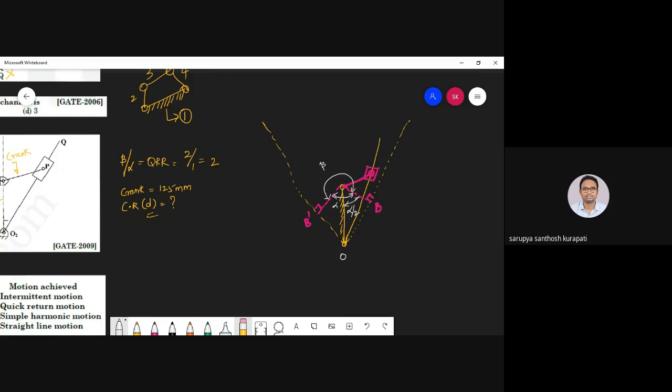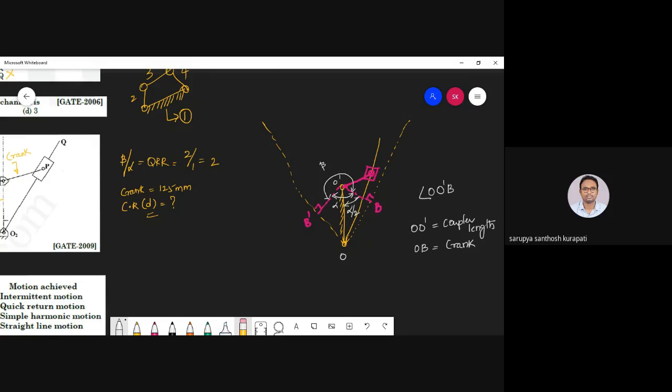Now you can take this particular triangle, O and this is O dash. So take triangle O dash B. What is the angle here? Alpha by 2. And this is a right angle triangle. O dash is the length of the coupler or connecting rod, the hypotenuse. And OB is nothing but the crank. Now apply the rule.